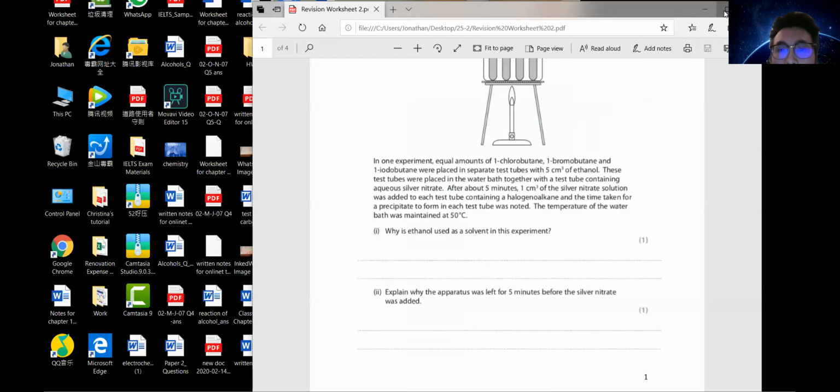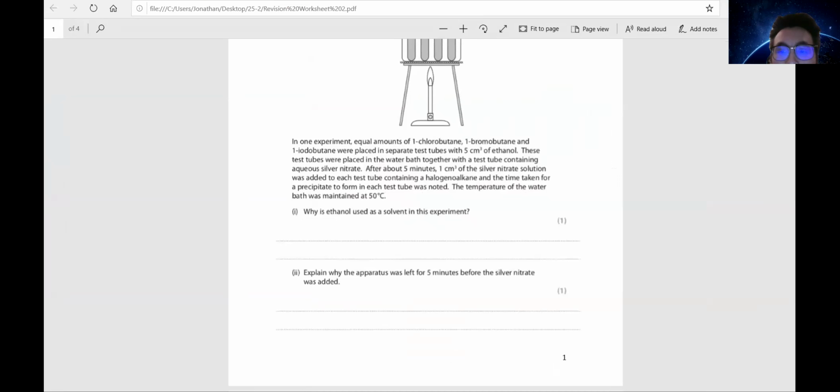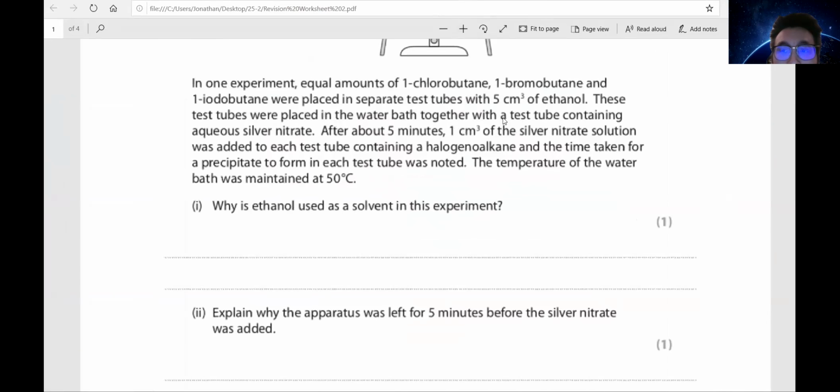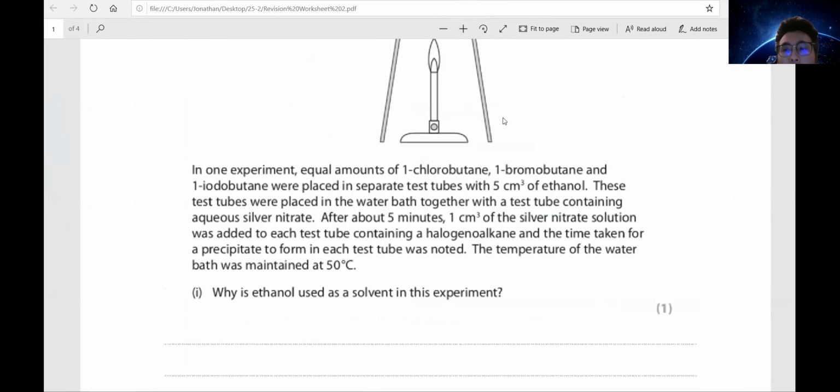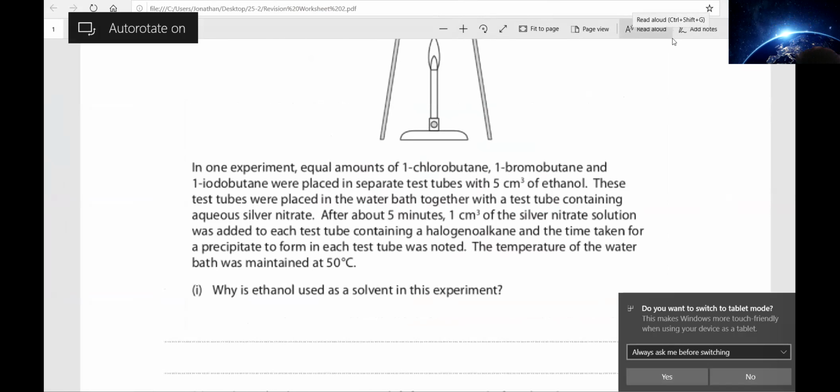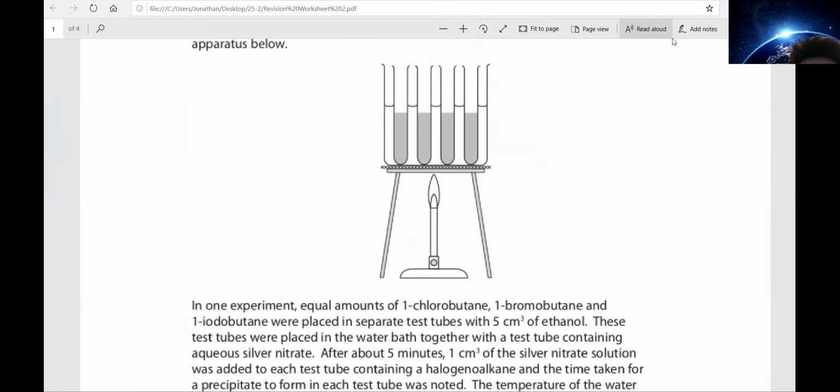Hello guys, if you remember I gave you this worksheet yesterday, right? So I want to go through this worksheet with you now. Can you take it out? Let's discuss this worksheet together.